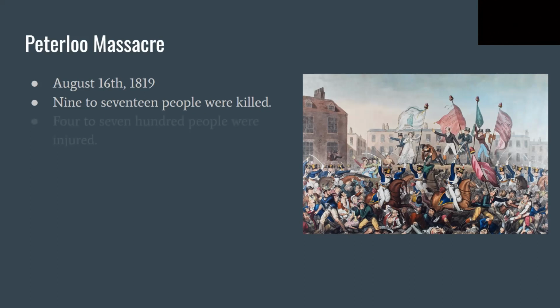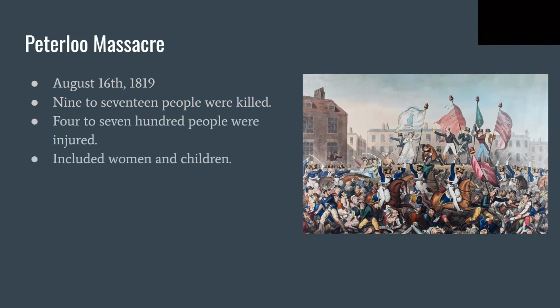They, along with the help of the 15th King's Hussars, a British Army regiment, killed somewhere between 9 and 17 people and injured somewhere between 400 and 700 people. This was including women and children. Some historians call this the bloodiest political event in the 19th century on English soil, and it became a huge national scandal. This massacre led the government to impose even tighter restrictions that were aimed at suppressing any meetings for the purpose of radical reform.